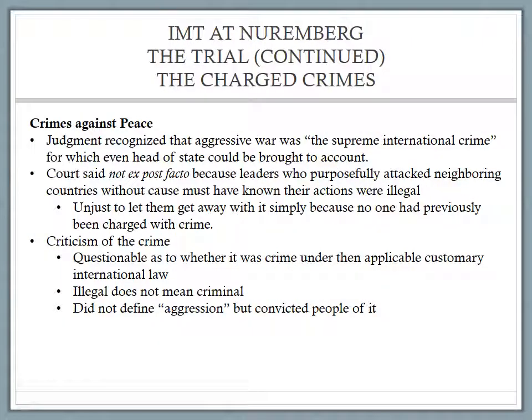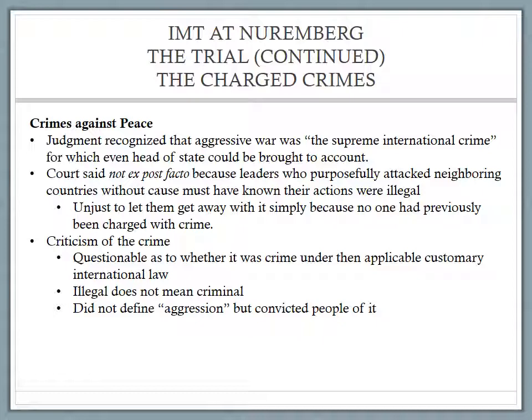What did the IMT have to say about the crime of crimes against peace? IMT judgments recognized that aggressive war was the supreme international crime for which even heads of state could be brought to account. The tribunal also said that crimes against peace was not ex post facto, the creation of law after the fact to apply to a situation that occurred previously, because leaders who purposefully attack neighboring countries without cause must have known their actions were illegal, and it would be unjust to let them get away with it simply because no one had previously been charged with the crime.